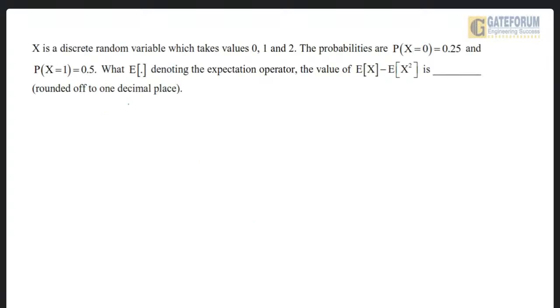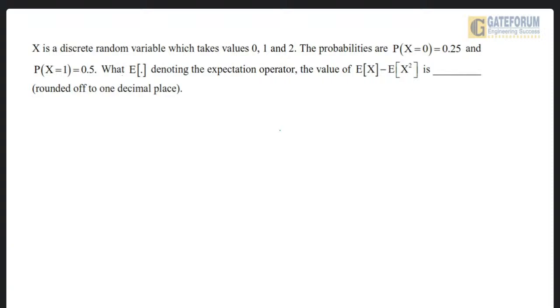The question is: X is a discrete random variable which takes values 0, 1 and 2. The probabilities are P of x equal to 0 is 0.25 and P of x equal to 1 is 0.5. E of dot denotes the expectation operator. Dot means that x value. The value of E of x minus E of x square is, rounded off to one decimal place.